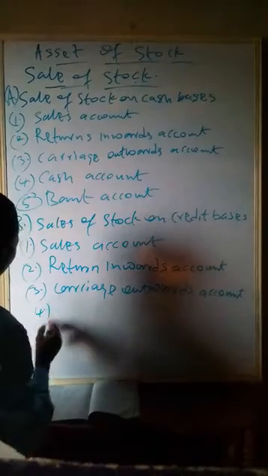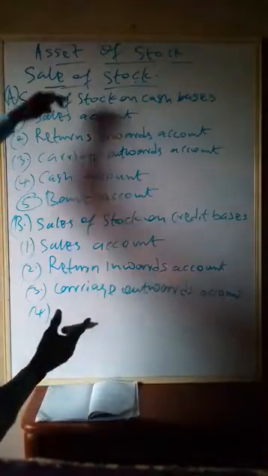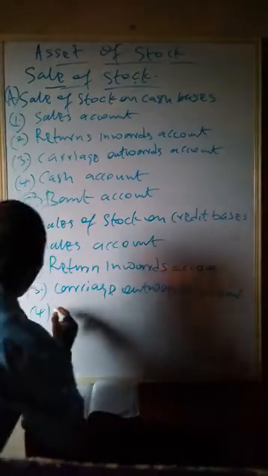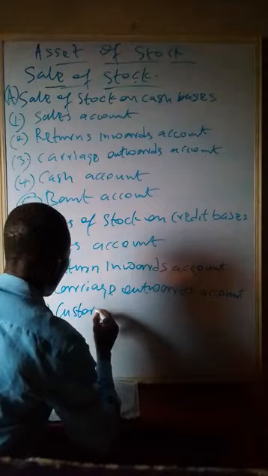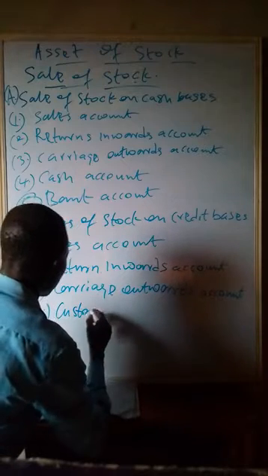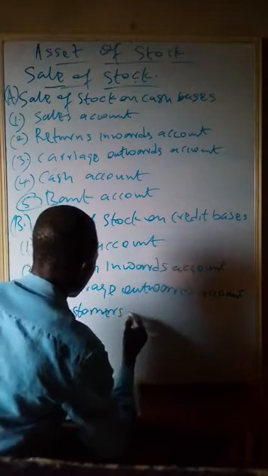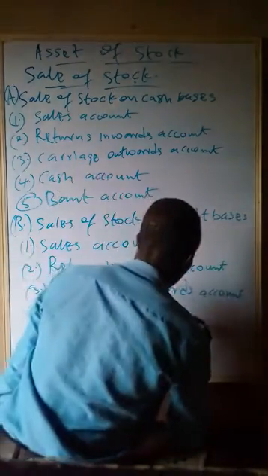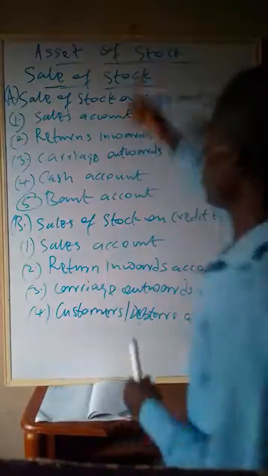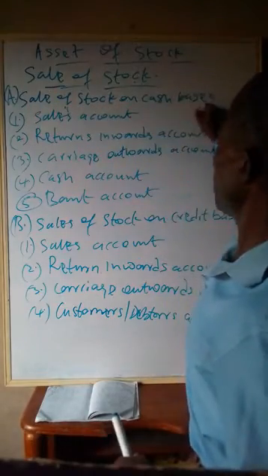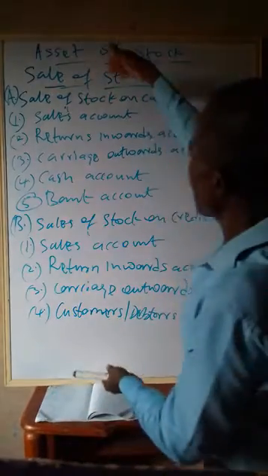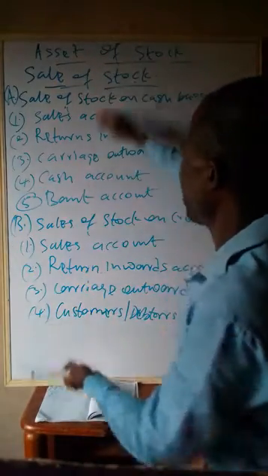And four, the difference is this. On cash basis you have cash and bank, but here, since it is on credit basis, you have our customers or debtors account. These are the subclassifications. A, sales of stock on cash basis. B, sales of stock on credit basis. It is the 6 accounts that I gave that I subclassified into 2 sections like this.